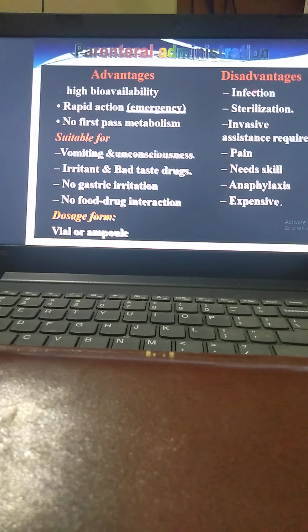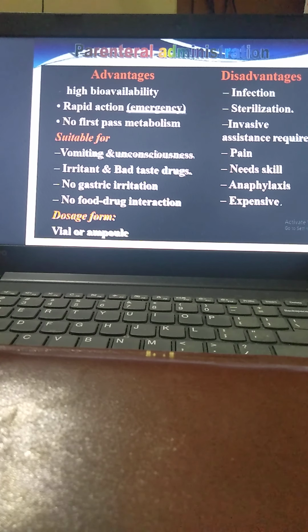The disadvantages: infection is there, which is not the case with oral. Sterilization is very important. Invasive, and assistance is required. It is an expertise technique, and pain will be there. You need a syringe and expertise, a doctor. Anaphylaxis is there. If a drug is given and it produces anaphylaxis, we cannot take the drug back.